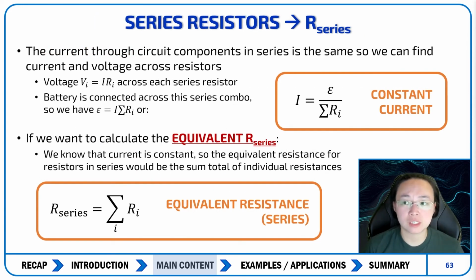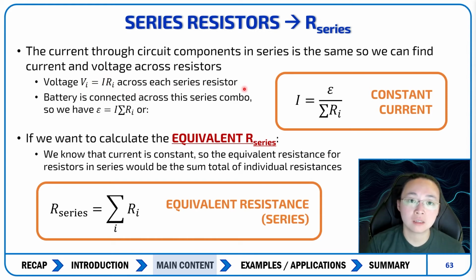Now, series resistors, or R series, are very similar to series capacitors, but opposite. Resistors in series are going to be similar to capacitors in parallel. Why is that? The current through circuit components in series is going to be the same. So we have to find the current and voltage across the resistors. The voltage is V_i equals I R_i across each series resistor.